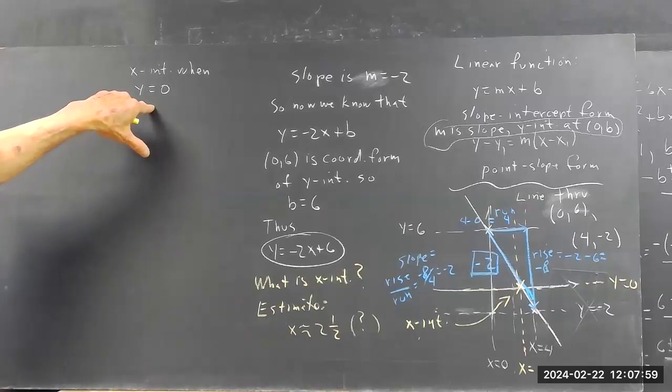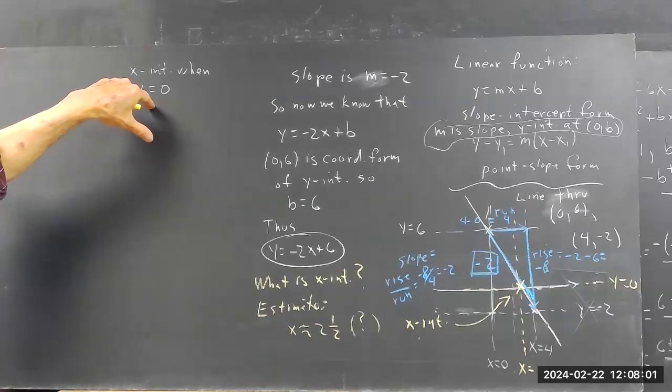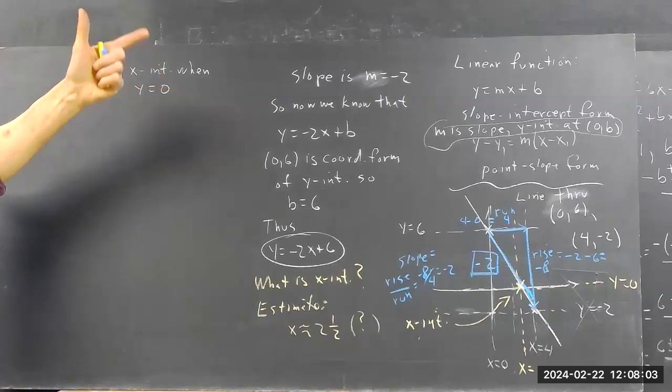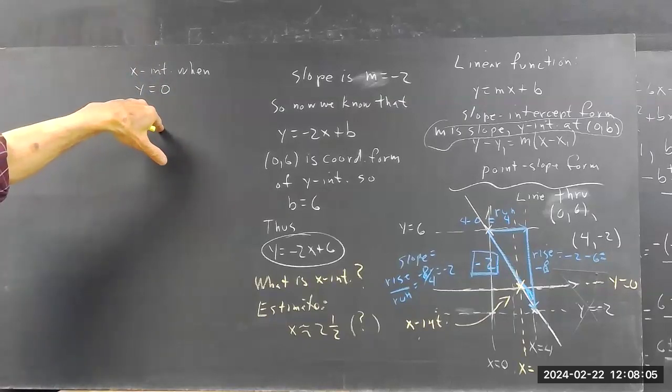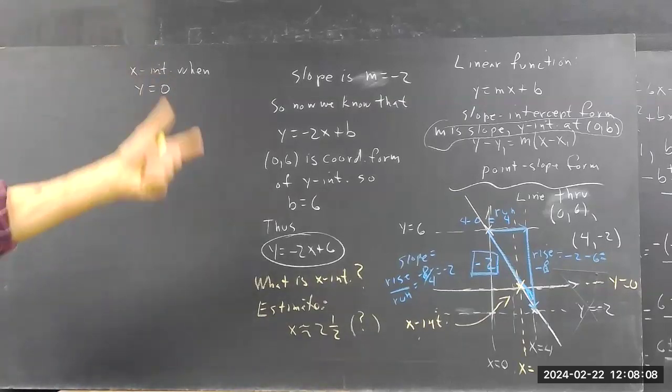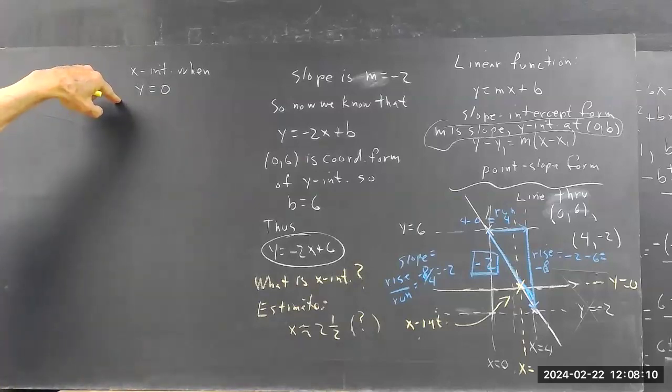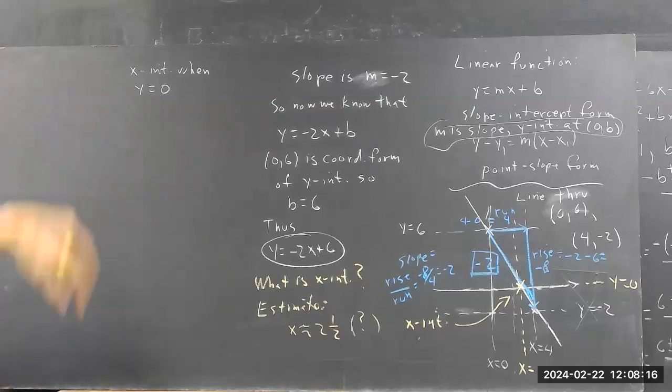Okay. X-intercept occurs when y equals 0. I don't know if I said that. It just pops into my head, no filter. X-intercept when y equals 0. Don't laugh out loud. Okay. X-intercept and y equals 0.